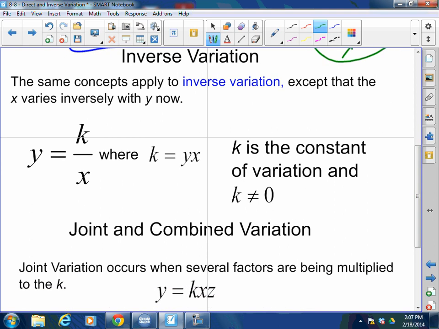Inverse variation. Okay, don't stress, please. I know you're looking at this, you're going, oh my God, what is this man doing to us? I promise you, it's not that hard. The same concepts apply to inverse variation, except that the x varies now inversely. The k is still going to be in the numerator. The k is still going to be constant. But this time with an inverse, you're dividing the x to the k, not multiplying.